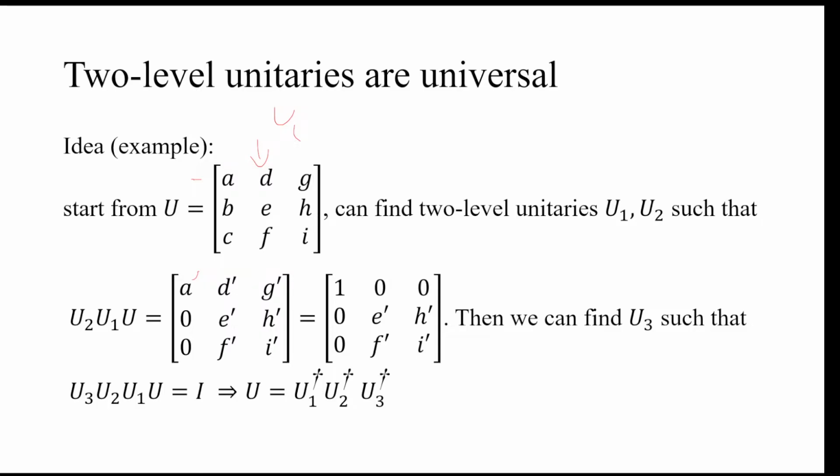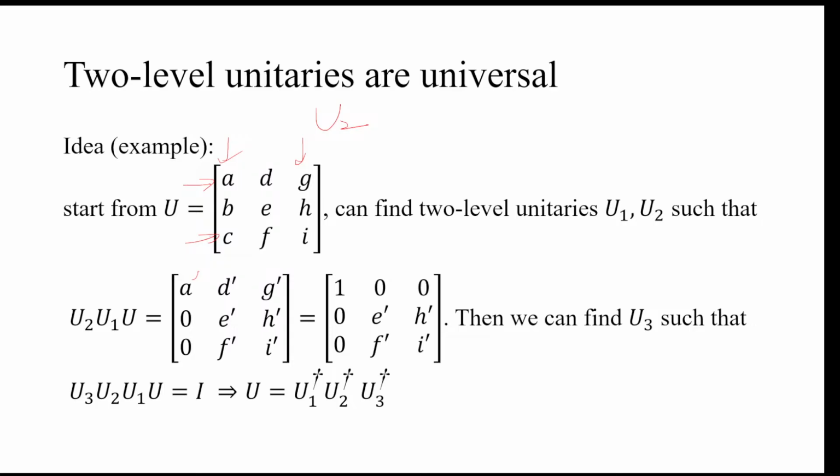Then similarly, you can have another two-level unitary u2 acting on those two levels to make c also become 0. So after you do u1 and u2, you have this.